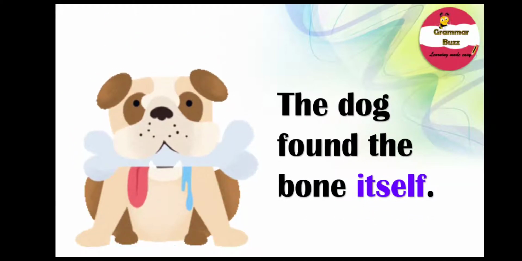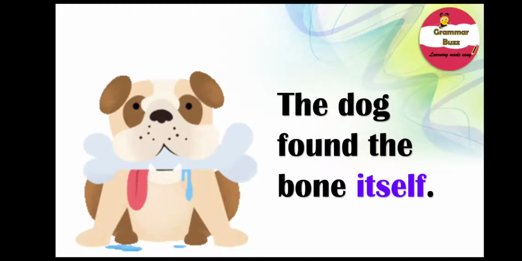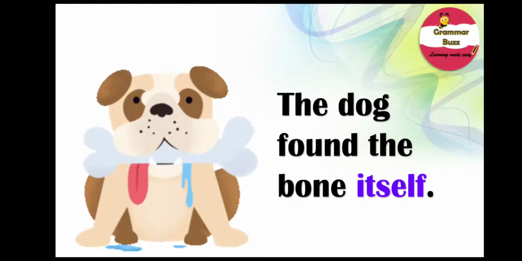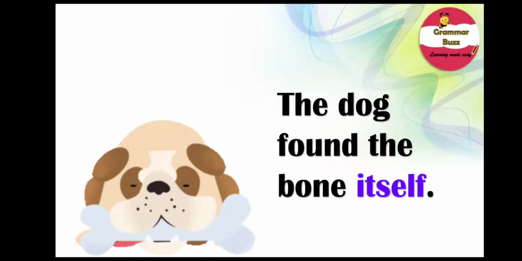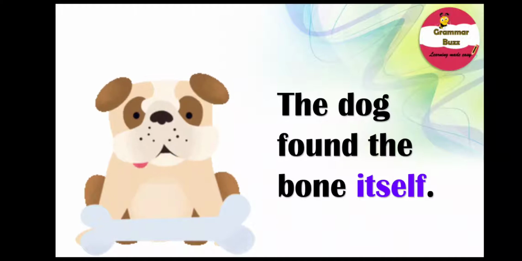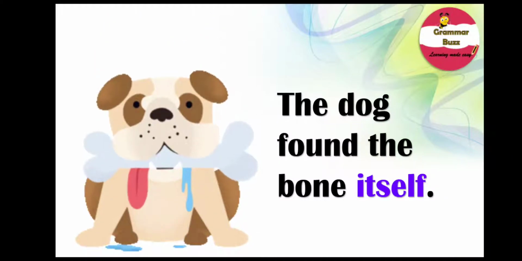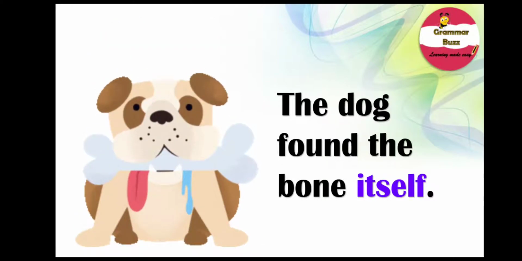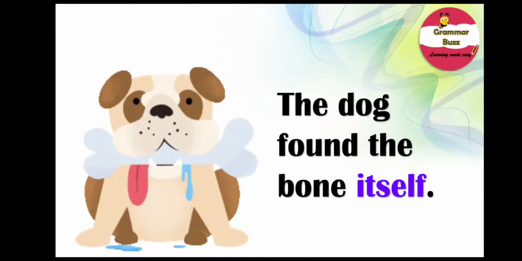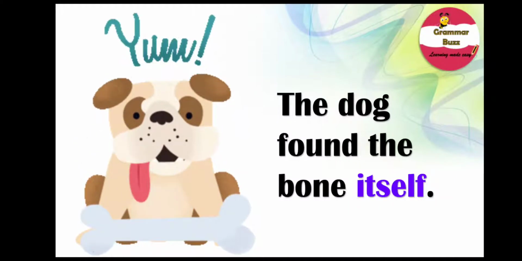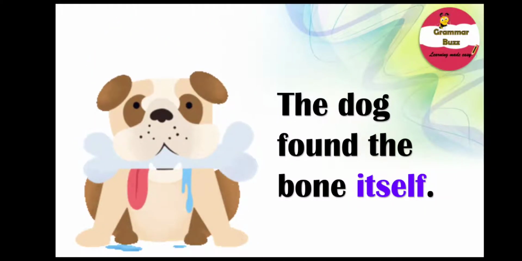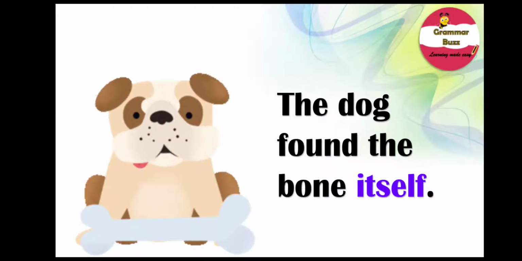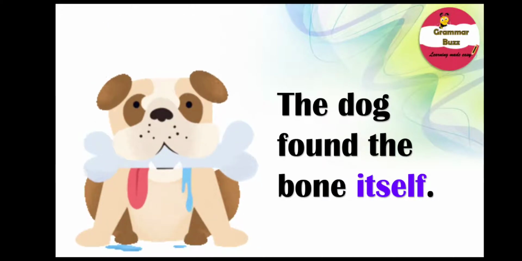Take a look at this sentence. It says, the dog found the bone itself. But remember, emphatic pronouns are not always about people, right? And in this sentence, certainly you know that. So, an emphatic pronoun is not always about people. And in this sentence, the emphatic pronoun itself refers back to the subject. And is the subject a person? Certainly not. It is an animal, and that is a dog.